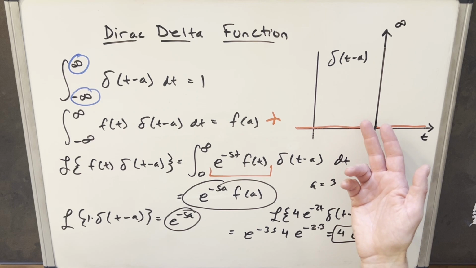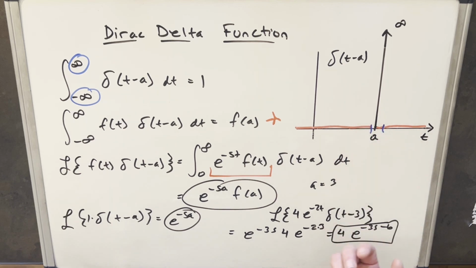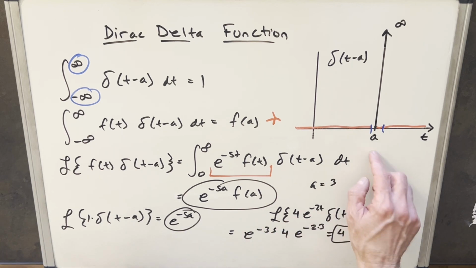So as you can see, initially it seems kind of impossible, but this is actually probably one of the easiest Laplace transforms we can do, because all we're doing is just plugging into the function, just evaluating at the point A. So that's it.